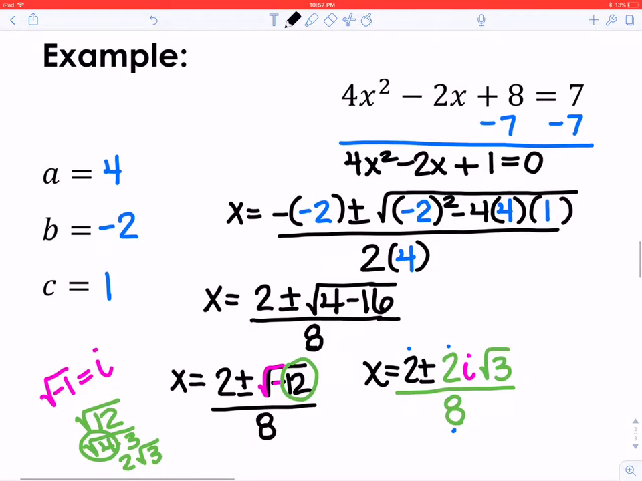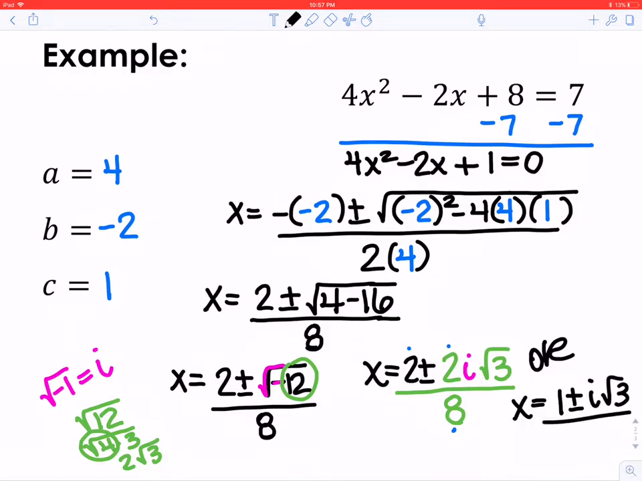2 divided by 2 would be 1. Plus or minus 1i square root of 3, all divided by 8 divided by 2 is 4. So that would be our final simplified solutions. Remember, you have two solutions, 1 plus i square root of 3 divided by 4 and 1 minus i square root of 3 divided by 4.